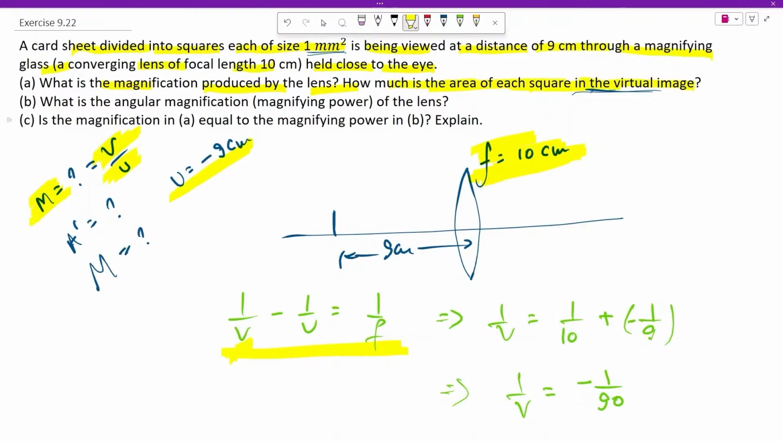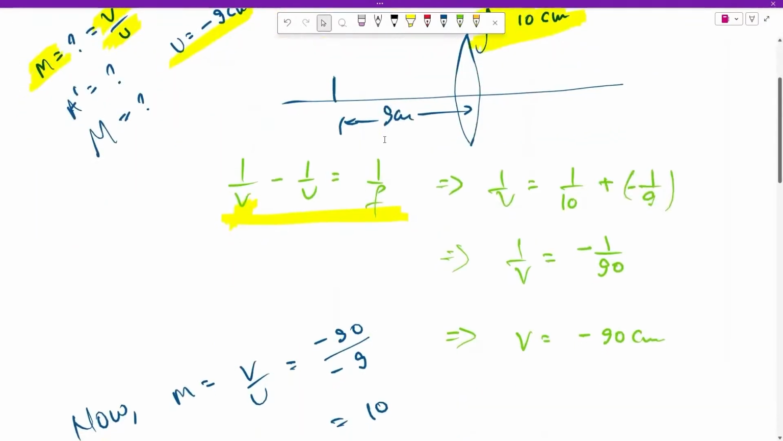Now the second question is asking what is the angular magnification, the magnifying power of the lens? We know that the angular magnification and the magnification are different. We have to calculate angular magnification as well. And the third question is: is the magnification in part A equal to the magnifying power or the angular magnification? Explain. So let us proceed with the unknown quantity V, that is the position of image. Now substituting the values, we have been given the value of U as 9 centimeter, and with sign convention it would be minus 9 centimeter.